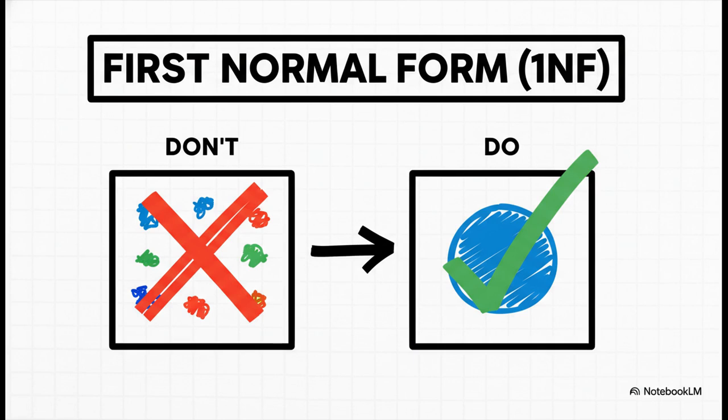First normal form, or 1NF, is basically the starting line. It just means that every single cell in your table has to hold a single, indivisible value. No lists, no complex objects, just one thing. Our example table already follows this rule, so hey, we're already in 1NF. Now for the real work, getting to second normal form.